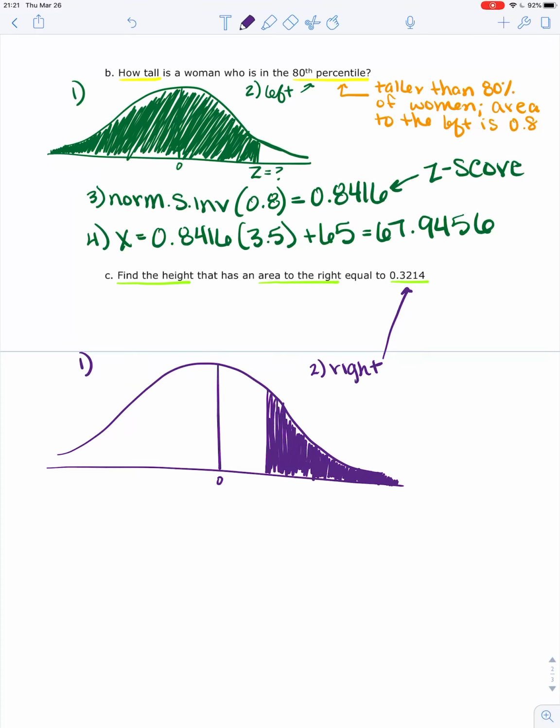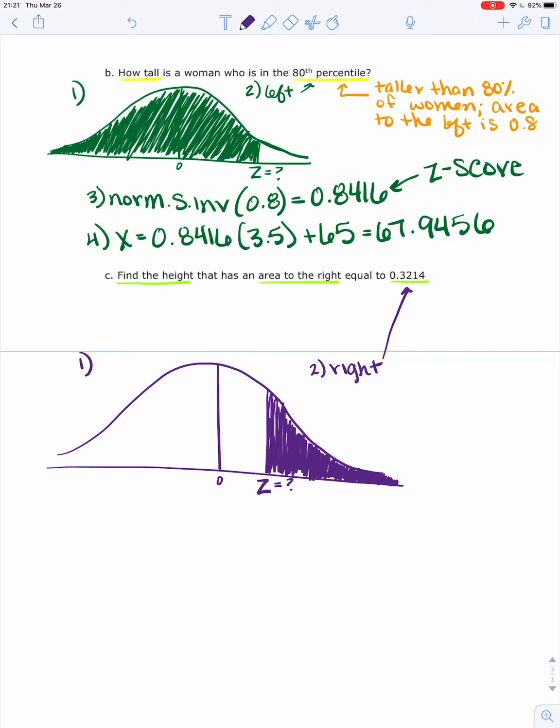And I'm going to say that's probably about right there-ish, kind of. It's not an exact science how much we shade, but it is exact that we don't want to go past the mean, because we only have 32% of the curve on the right, not more than 50. So z equals some value. Now, because I started shading on the right and I moved towards the center, this area that I've shaded is the area to the right of my unknown z-score.